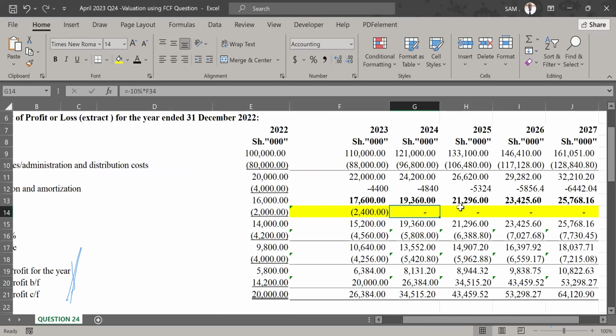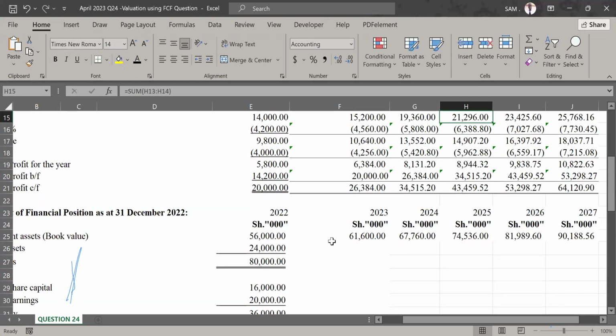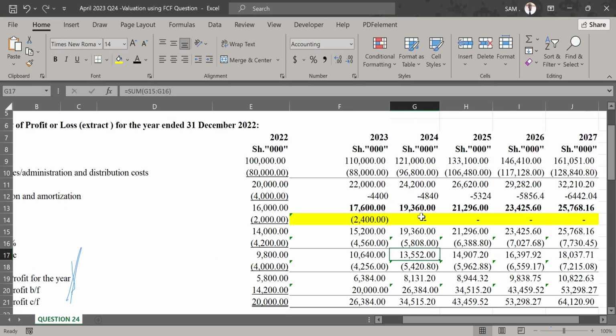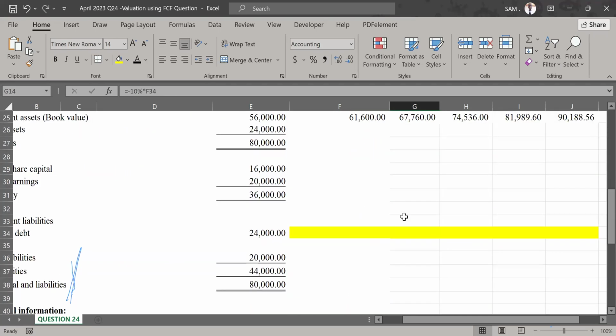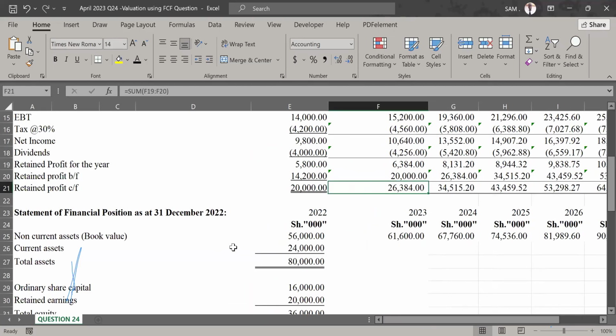We've already set our formula of interest. It will be 10% of that figure. The figure here is still blank all the way from 2023. So just leave it at that until we get the figures of long-term debt. It will change the interest rate. It will charge that interest accordingly. Then that will eventually even affect our retained profit carried forward. So let's move to the next note after making those adjustments.